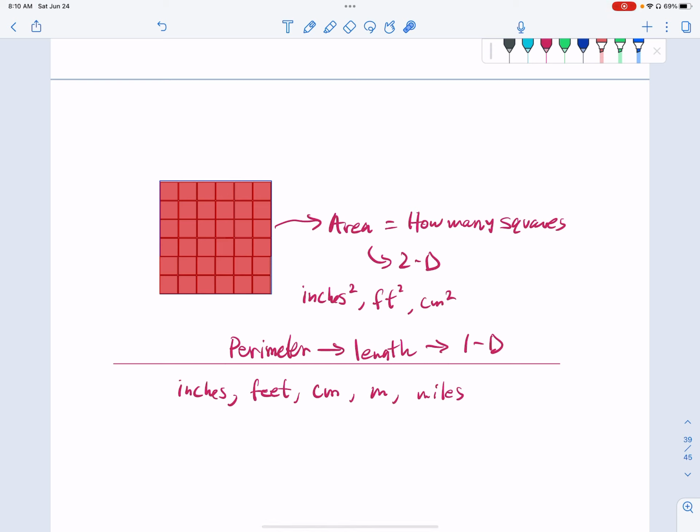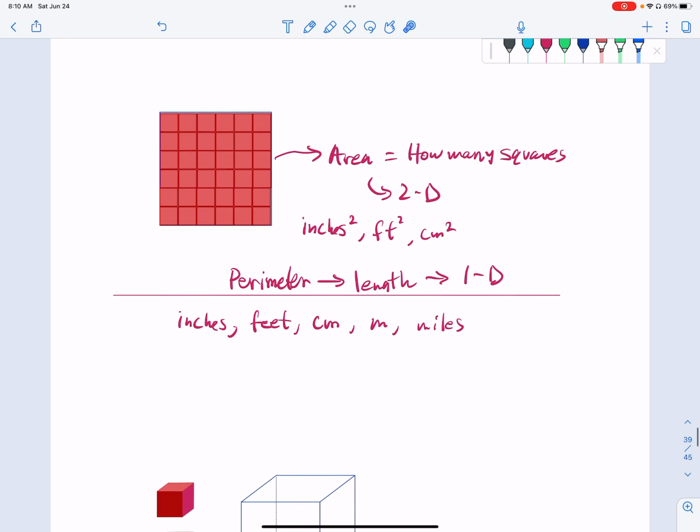Area is a two-dimensional kind of measurement, and we're basically asking how many squares it takes to fill something up. We're tiling that shape. It's measured in square inches, square feet. It is a two-dimensional kind of measurement.